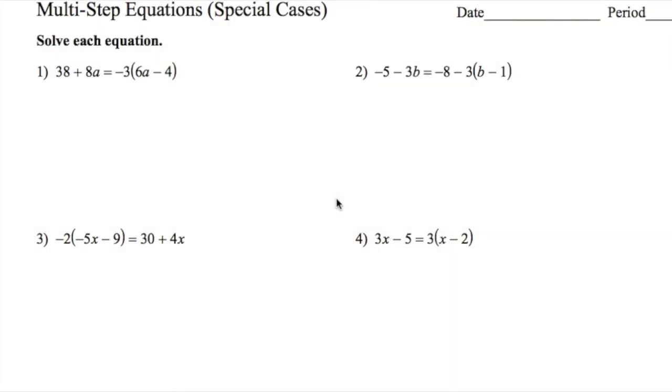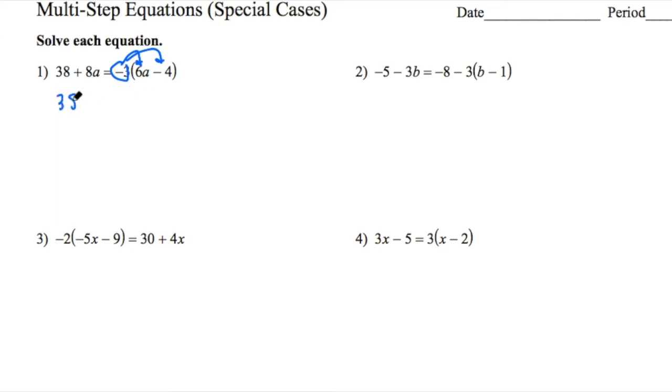In this lesson, we're going to be looking at multi-step equations, and we're going to throw in some special cases that you will come across. All right, so let's start with the first example here. Nothing to do on the left-hand side of the equal sign, so let's move to the right-hand side, and we see a number that we need to distribute into this quantity. So we just need to take the negative 3, and we're going to multiply it by 6a.